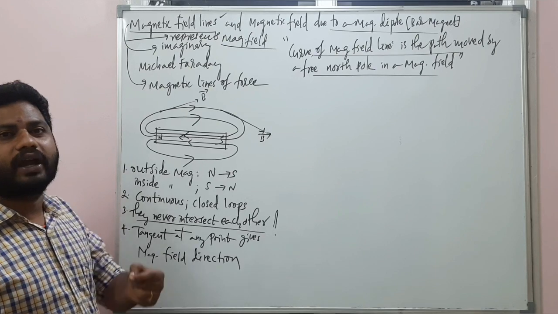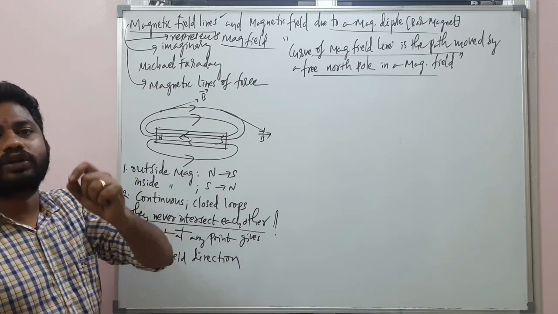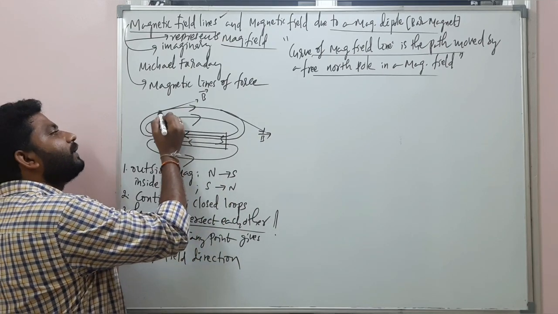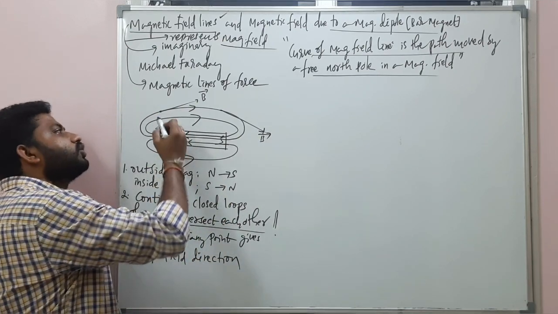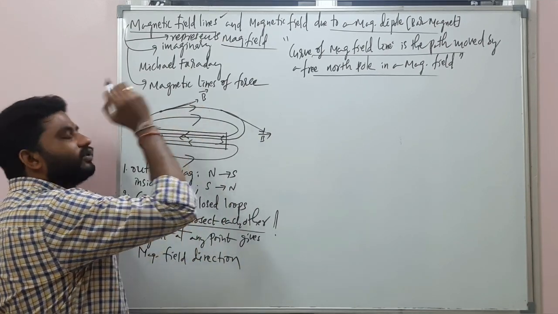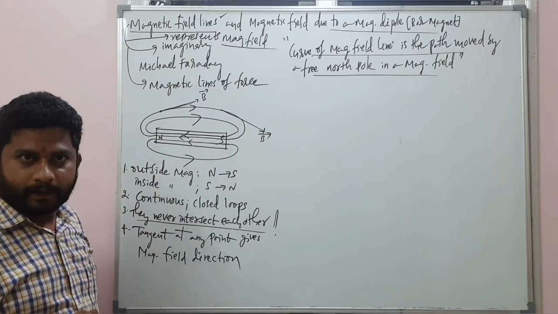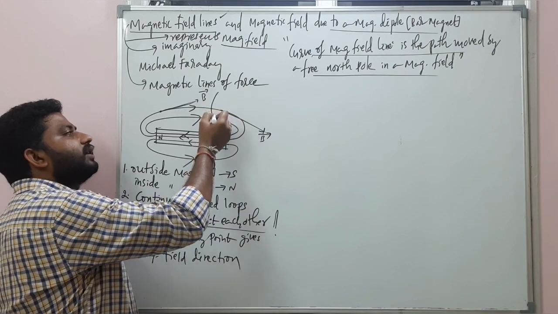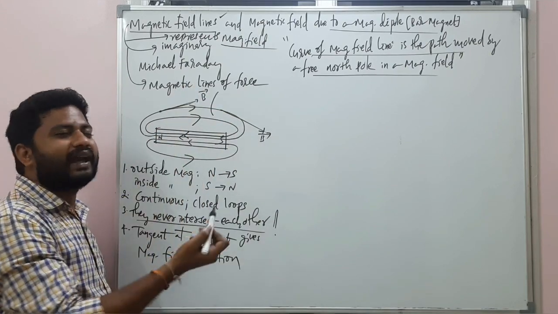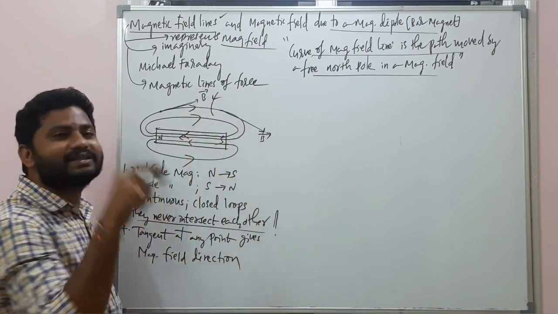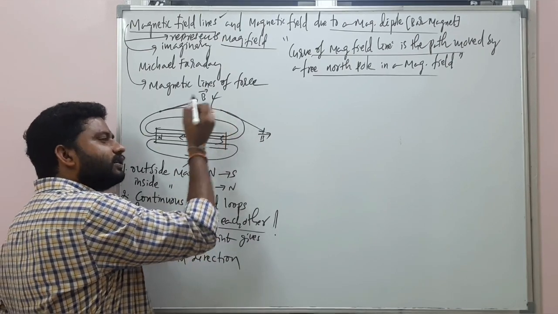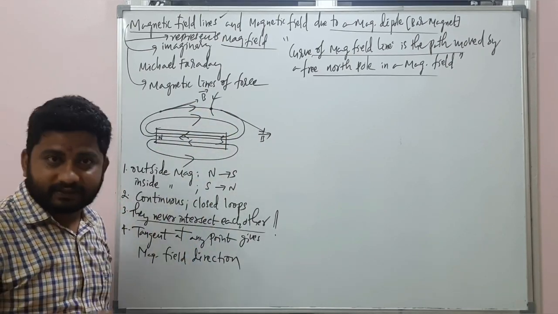Imagine you have a magnetic compass and focus on the north pole, right? Focus on the north direction. If you keep it here, it will show the north direction in the direction of the magnetic field. Imagine the situation, there is another magnetic field line moving in this direction. Now, at the point of intersection, you keep the magnetic compass.